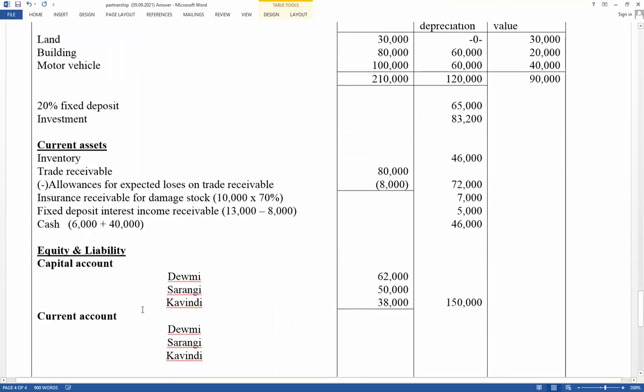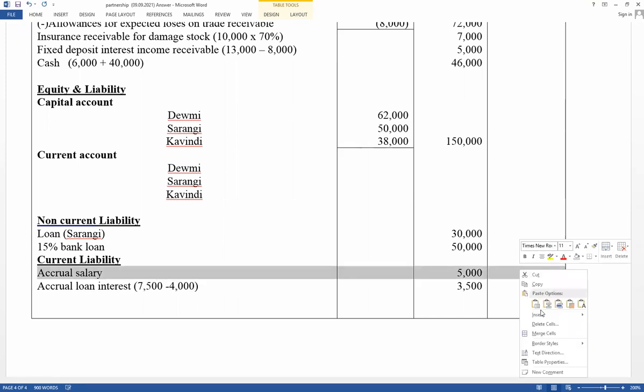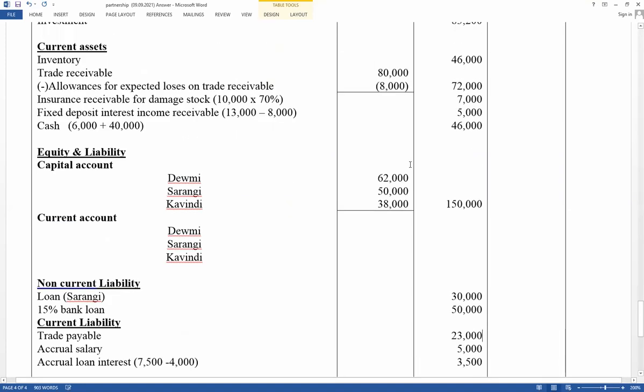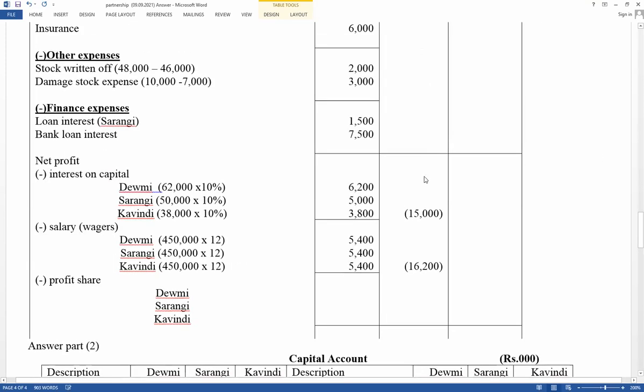Under current liability, trade payable is also available. Normal trade payable should be recorded from the beginning. Take the trade payable value, which equals 23,000. Right now, try to calculate profit and loss. The income statement should be completed. Then the profit share should also be calculated.